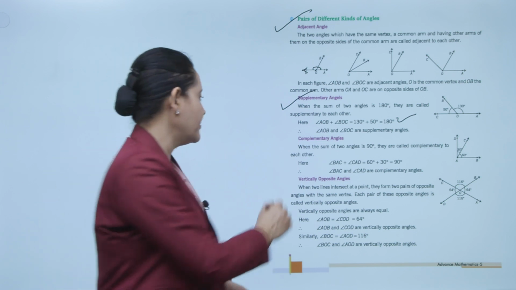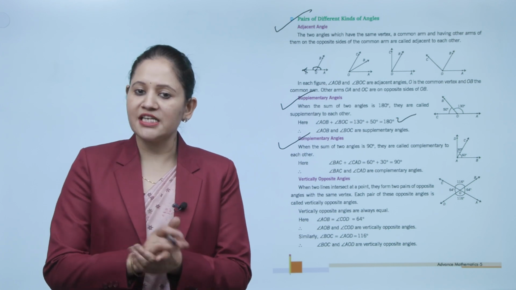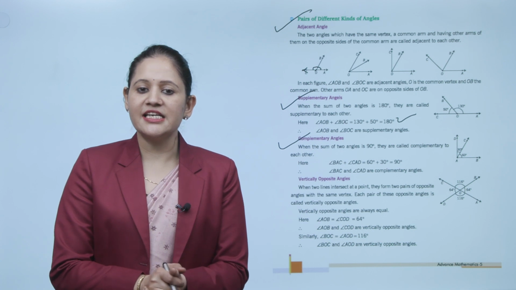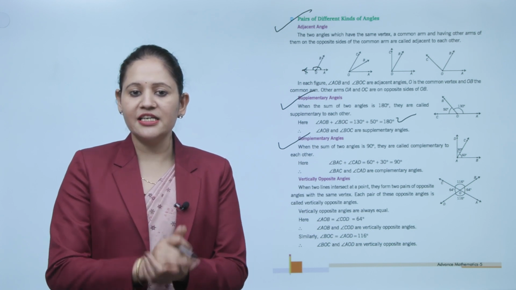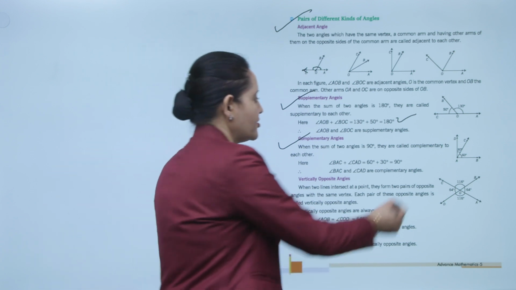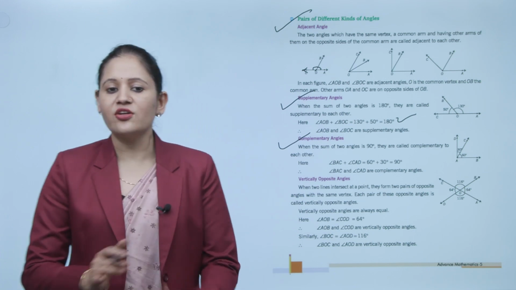Next, complementary angle. When the sum of two angles is 90 degree, they are called complementary angles. Here angle BAC and CAD, 60 plus 30, 90 degree. So BAC and CAD angles are complementary angles. Total 30 plus 60, that is 90. So they are complementary angles.